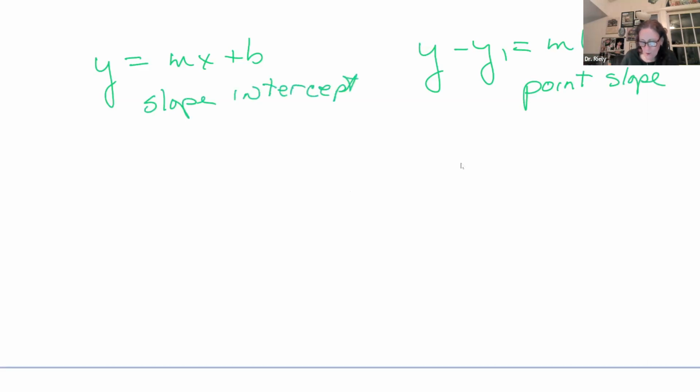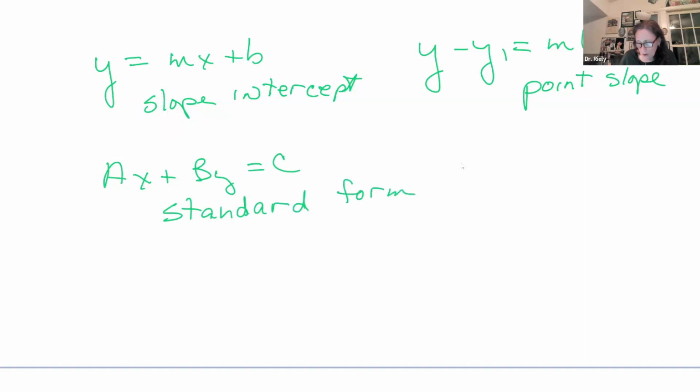And then there's a third form of a line, and it's like this. And that's called standard form. A lot of times we'll use that to graph, because you can set your x equal to 0, solve for your y-intercept, set your y equal to 0, solve for your x-intercept, and take it from there. So you have 2 points to plot, and then you're set.